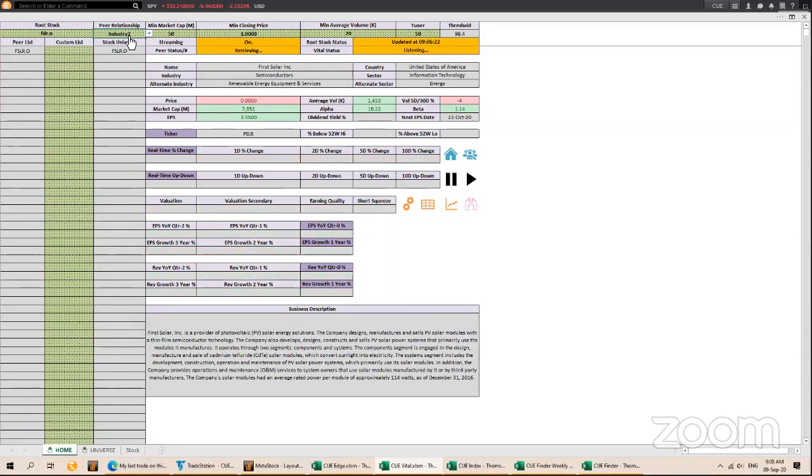So if I change it to industry 2 in peer relationship, now it is not going to look for semiconductor peers, it's going to look for renewable energy equipment and services peers. Let's give it a few seconds. Very interesting change, and you will be able to make even more powerful informed decisions based on this ability to look up stocks based on not only primary industry but also secondary industry in Q Vital as well as in Q Edge.